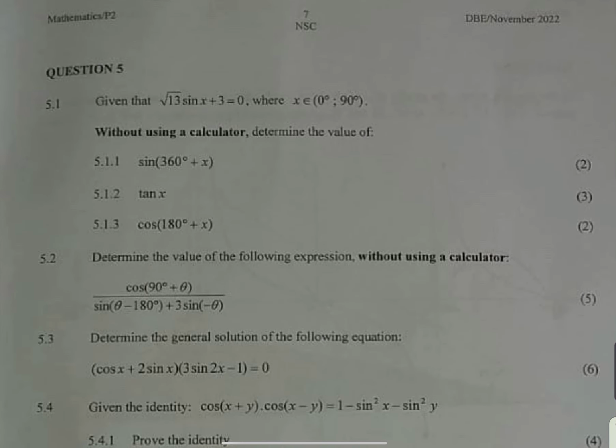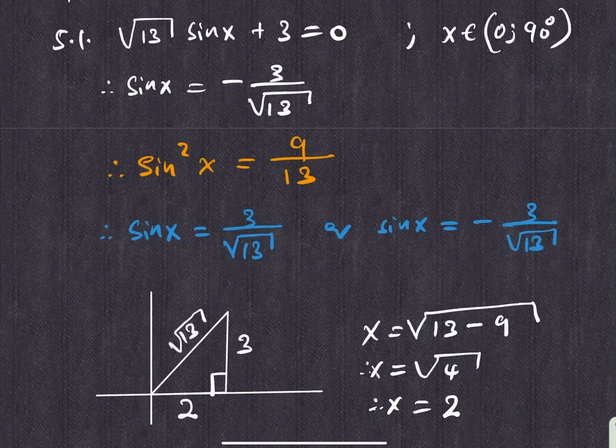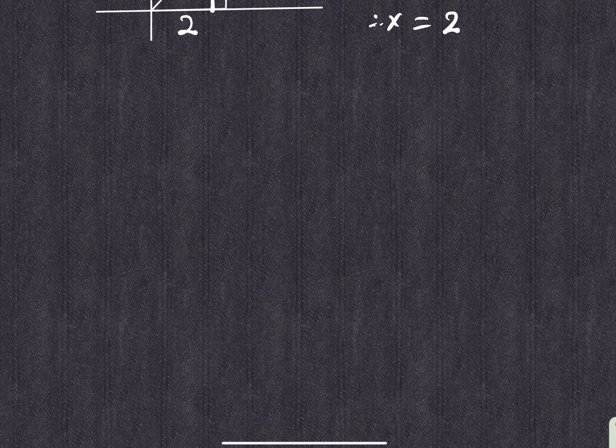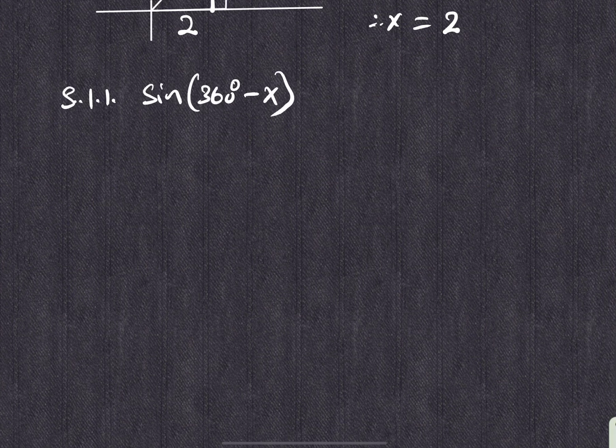They are saying 5.1, determine the value of, so we are looking for the values of sine of x, sine of 360 plus x. That is in the first quadrant. 5.1.1 is sine of 360 degrees plus x, by the way. That is a periodic identity. It becomes a positive sine x.